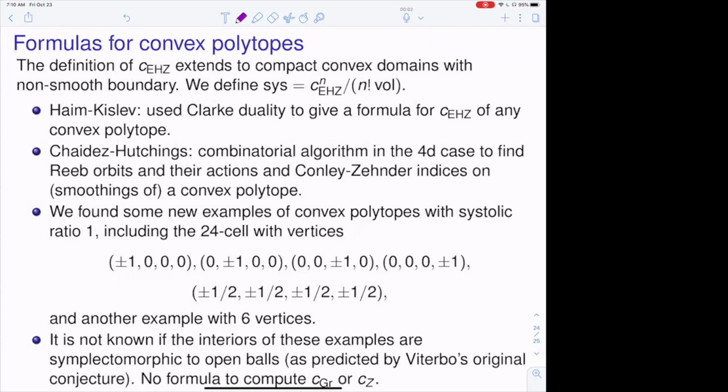But the definition of the Ekeland-Hofer-Zehnder capacity extends by continuity to all compact convex domains. So it still makes sense to talk about the systolic ratio of a convex polytope. You just define it to be c_EHZ to the n divided by n factorial times the volume.